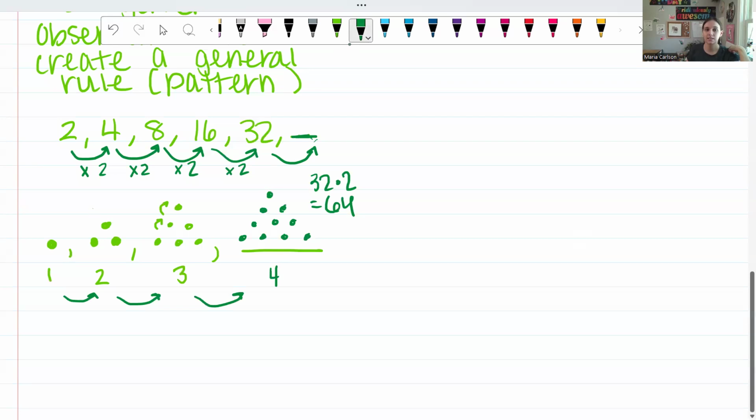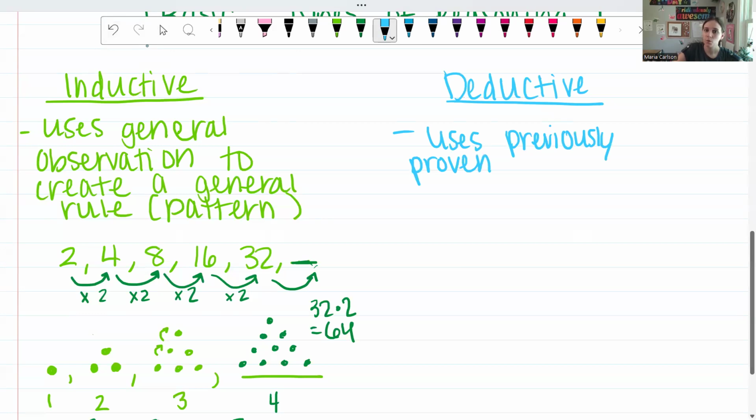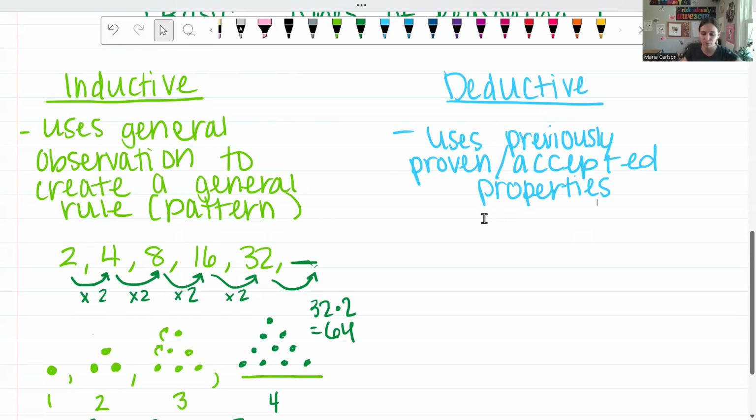All right, so that's inductive reasoning. Let's talk about deductive reasoning. And deductive reasoning uses previously proven or accepted properties. So if you have any known properties, any theorems that we know, and a theorem, that's a statement that can be proven true.